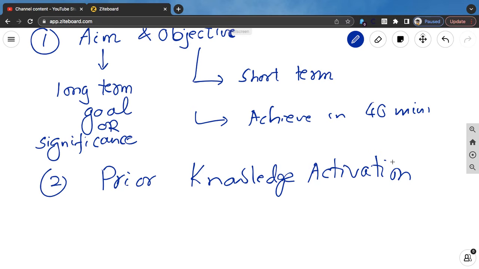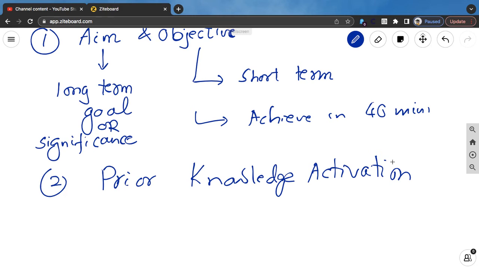Or prior knowledge activation can be that you ask the students for examples of what they know about the objective that you wrote on the board. Have you heard about nouns before? Can you tell me what you know about nouns till now? Or have you heard about latitudes and longitudes in geography? And can you tell me a topic in math, like coordinate geometry? Can you tell me how latitude and longitude can be compared to coordinate geometry or x and y coordinates?